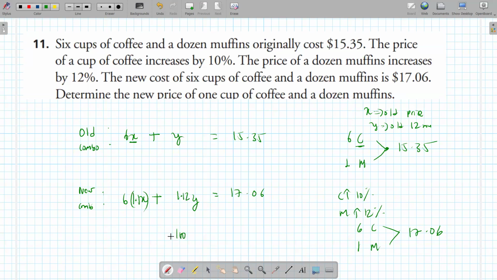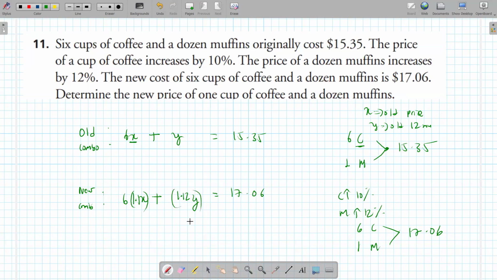Let's say you have $100. You made 10% interest. Your new price will be 110. Let's say you made 15% interest. Your price will be 115. You add that percentage as a decimal to a 1. That'll give you the new price.